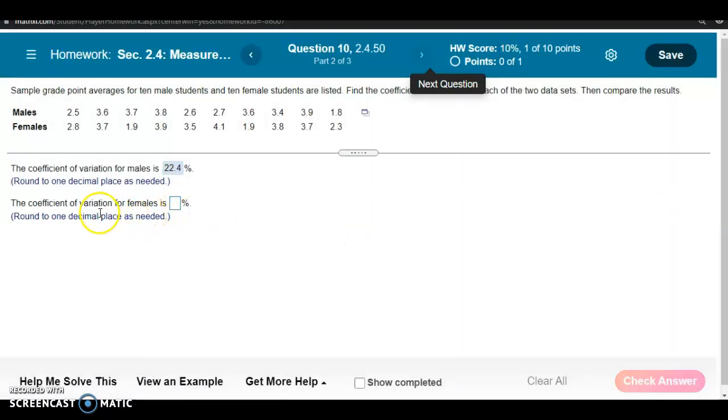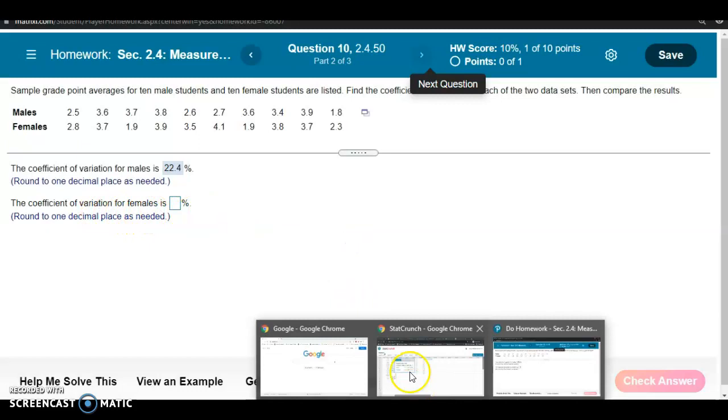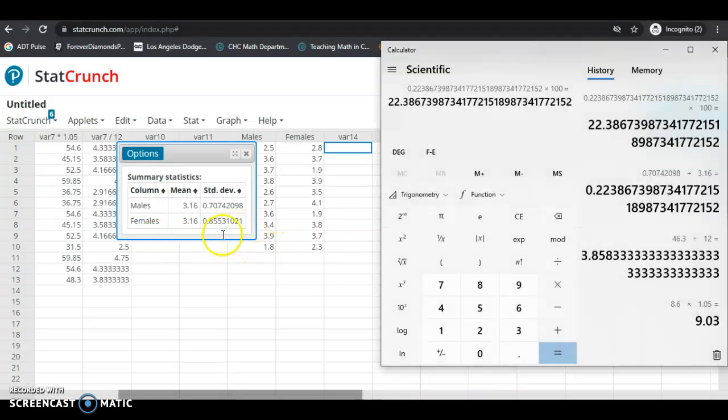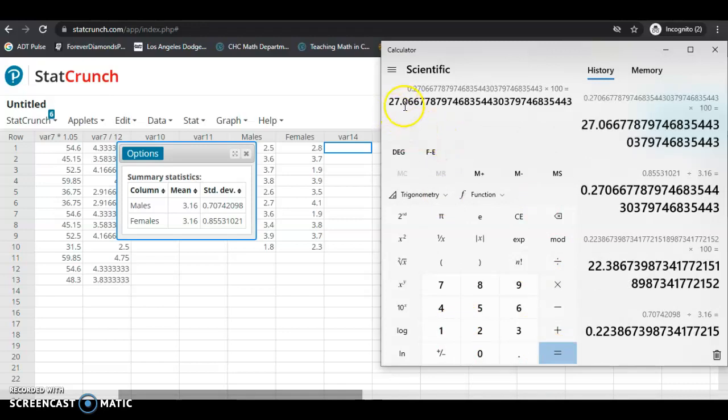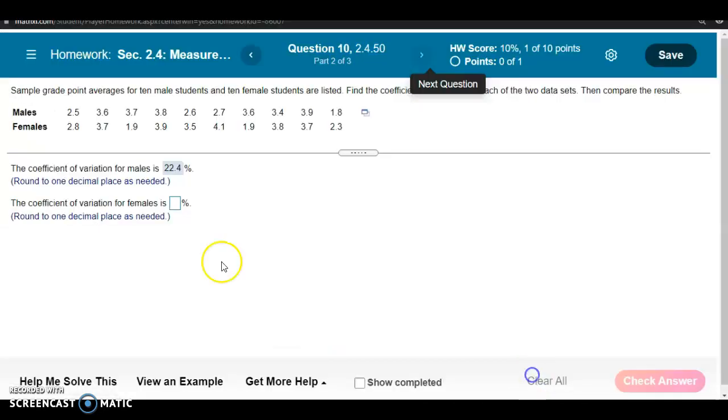Okay, and we're going to calculate the coefficient of variation for the females. The standard deviation for the females is 0.85531021, and we're going to divide that by the mean of 3.16. Then we're going to multiply that result by 100 and round that to 1 decimal place, so that 0 there is going to get rounded up to a 1, not a 6. So it becomes 27.1%. That is the coefficient of variation for the females, so 27.1%.